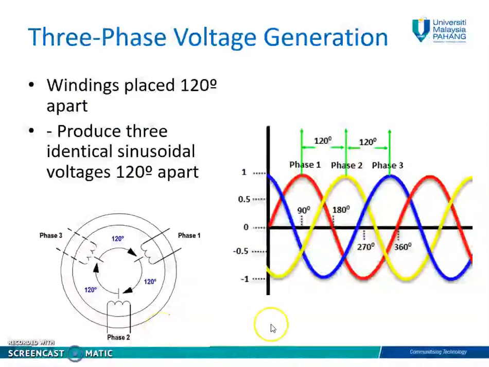These are the three-phase AC voltages generated by the AC generator. Okay, as mentioned before, as the rotor rotates, its magnetic field cuts the flux from the three coils and induces voltage in the coil. Because the coils are placed 120 degrees apart, the induced voltages in the coil are equal in magnitude, but out of phase by 120 degrees.